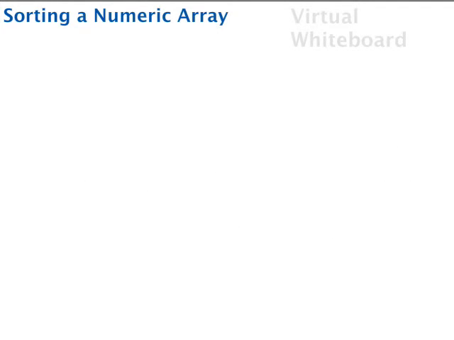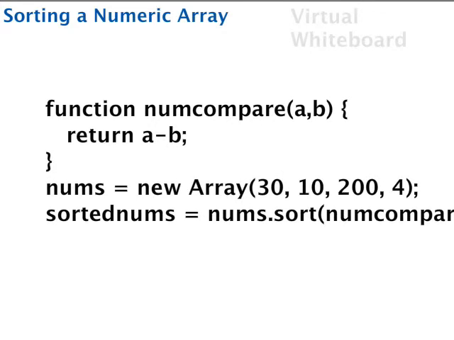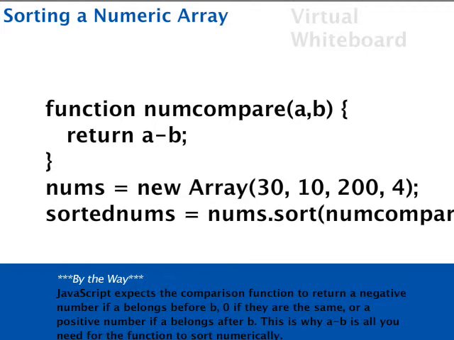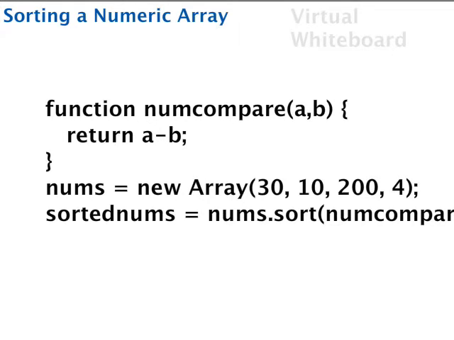Fortunately, there's a solution. You can specify a function in the sort method's parameters, and that function will be used to compare the numbers. This code sorts a numeric array correctly. This example defines a simple function, numCompare, which subtracts the 2 numbers. After you specify this function in the sort method, the array is sorted in the correct numeric order: 4, 10, 30, 200.